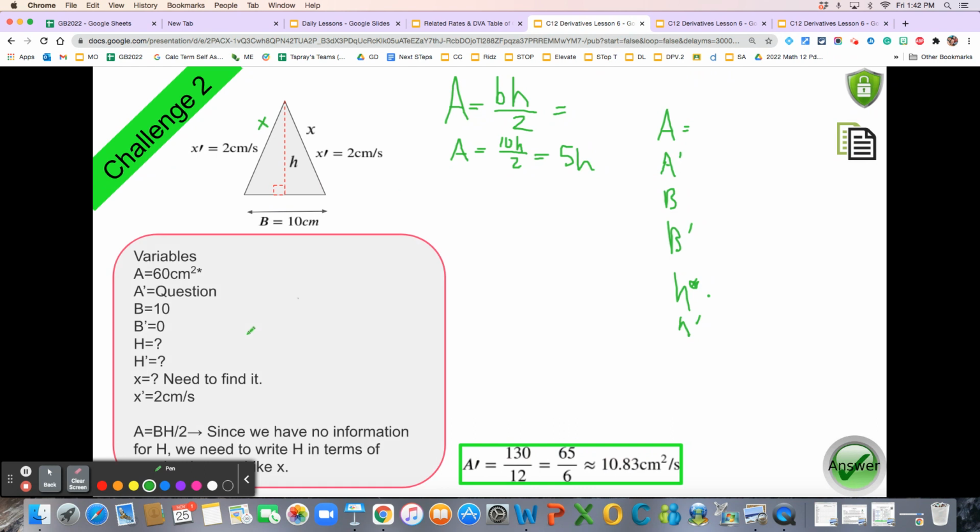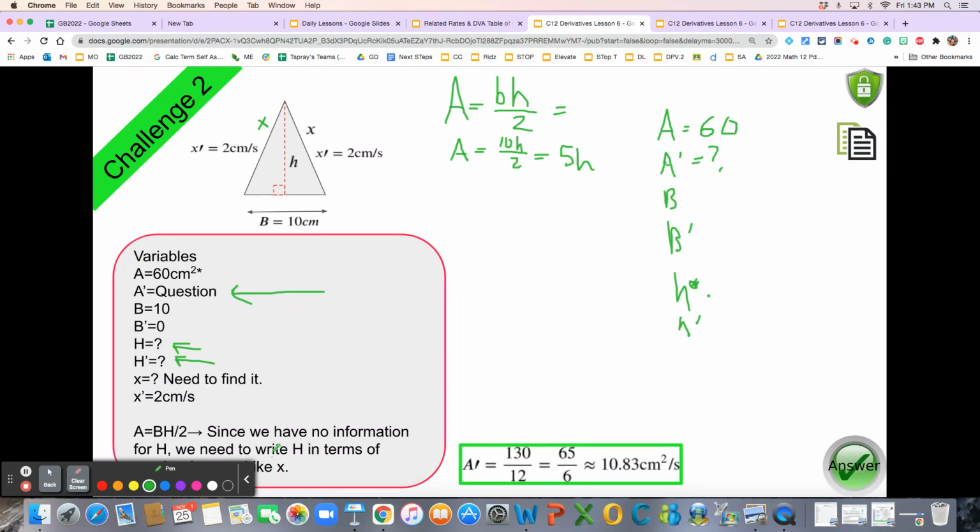Let's see what happens in the explanation. Notice that I know what the area is at a certain point. It was 60. We're trying to find this guy. So that's the question right there. Okay. Base is 10. B prime is 0. We don't know what h is. We don't know what h prime is. We do know what x prime is, and we don't know what x is.